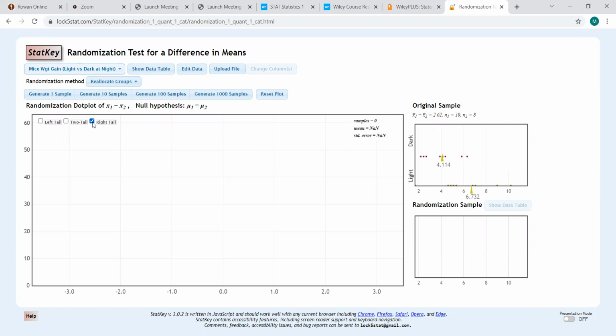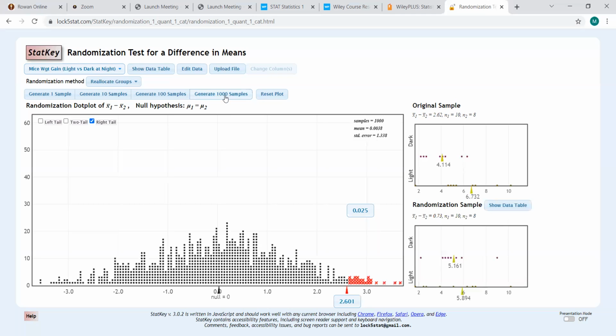I'm going to click right tail, and I'm going to generate 1,000 samples. Each of these samples was created with the intention that the null hypothesis is true, so the difference in the means in the middle of this distribution should be around 0. In this graph we see 1,000 dots, most of them black and some of them red. The red dots represent those samples which are bigger than a certain value, in this case, 2.601.